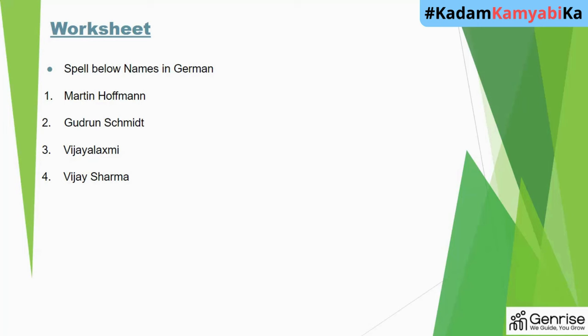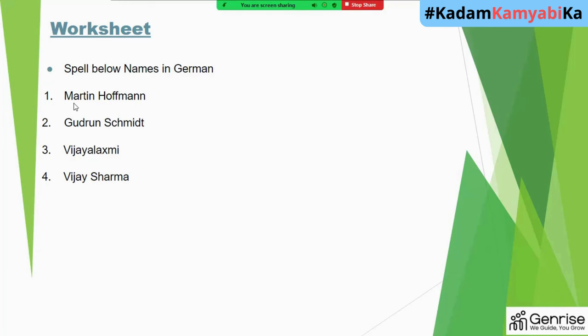Third point, Vijaya Lakshmi. V-E-J-A, Ypsilon, A-L-A, E-M-E. Fourth point, Vijay Sharma. V-E-J-A-Y-P-S-I-L-O-N. Sharma, S-H-A-R-M-A. Sharma. Remember, the first name we always call it as Purnama.